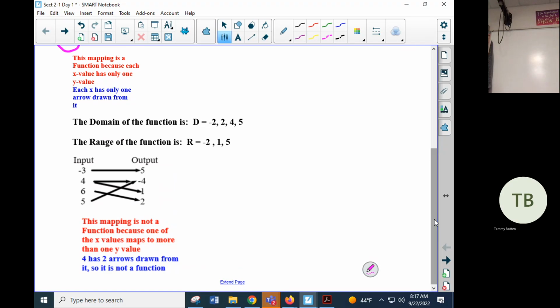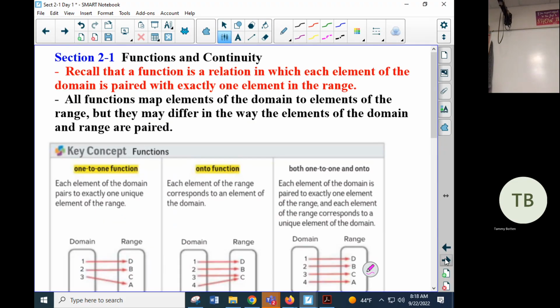So here's another mapping. And notice on this one, there are 2 arrows coming from the X value 4. So that would mean it's not a function. Okay, so for something to be a function in a mapping, every X value can only have one arrow coming from it.